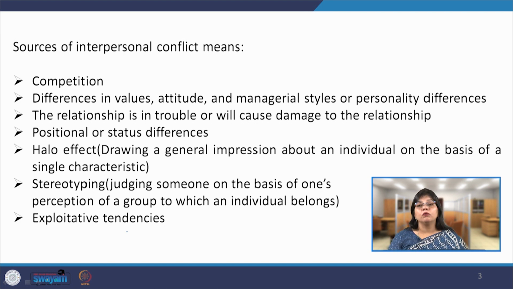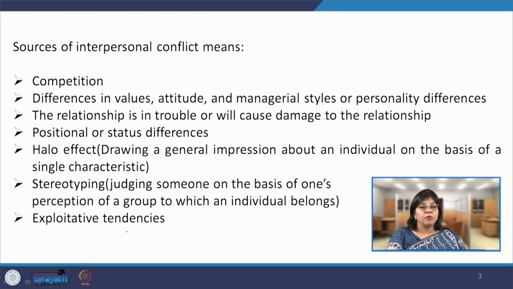It can be about conflict related to the role that one person is playing in the organization. For instance, any person who is not finding compatibility between himself and the role he is playing, then also it leads to interpersonal conflict. It can be intrapersonal or it can be interpersonal conflict. The other is the halo effect.